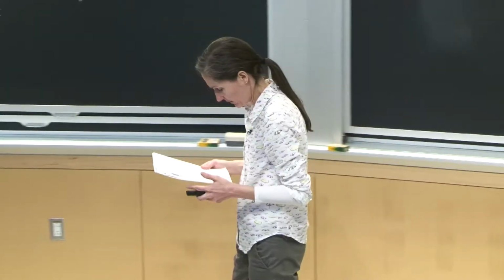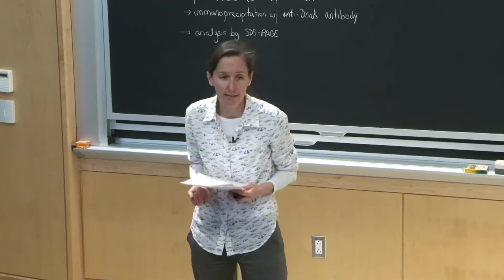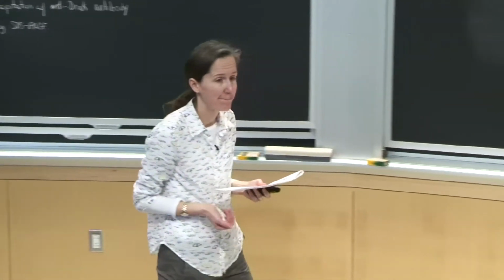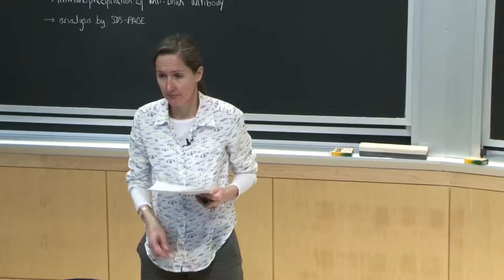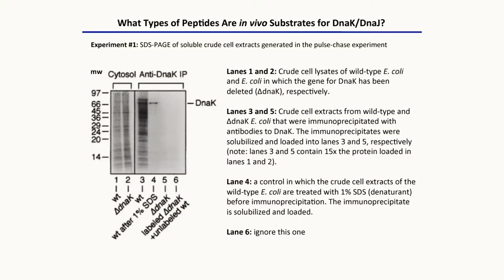So first of all, what does lane 3 tell us? Kenny? We get an enrichment of higher molecular weight proteins, and as the note says, 15 times more protein was loaded into this well. So I think that's just so we can see the signal. But I think that just shows to prove that the higher molecular weight proteins are more enriched in that lane. Yeah. So are many proteins immunoprecipitated?